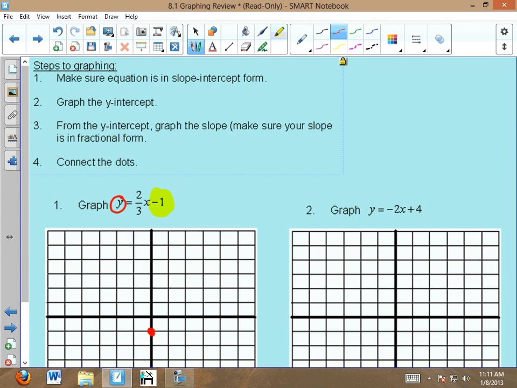From the y-intercept, graph your slope. Make sure your slope is in fraction form. There's my slope. So it's 2 over 3. The top number is up or down. The bottom number is right or left. Up if it's positive, down if it's negative. Right if it's positive, left if it's negative. These are both positive. So I'm going to go from my y-intercept up 2 over 3, up 2 over 3. Connect my dots with my line.